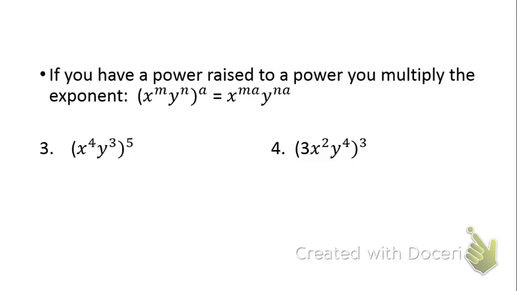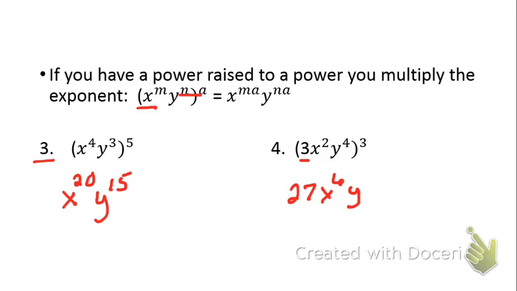Okay, here's a new rule that we are learning. If you have a power raised to a power, you multiply the exponents. So if you have something inside the parentheses here raised to the a power, it's m times a, and everything in here is raised to that power. And here it would be n times a. So in example 3 then, x to the 4th raised to the 5th, well 4 times 5 is 20, y to the 3 times 5 is 15. Here you do have to take the number to the 3rd power, so it is 3 to the 3rd, which is 3 times 3 is 9 times 3 is 27, x to the 6th, y to the 12th.